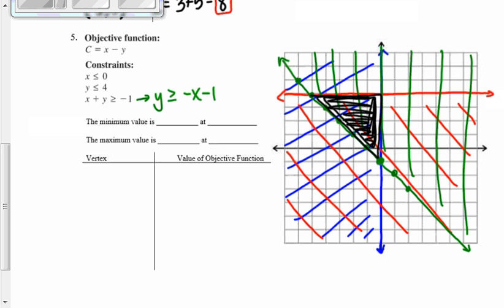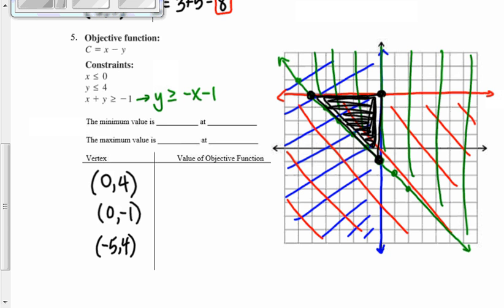Okay, so if we look at where the vertices are, I can see a clear vertex... sorry, it's not even at 0, 0. This vertex is at 0, 1, 2, 3, 4. 0, 4. And there's a vertex right here at 0, negative 1. And then this vertex here is at 1, 2, 3, 4, 5. So negative 5, 4.